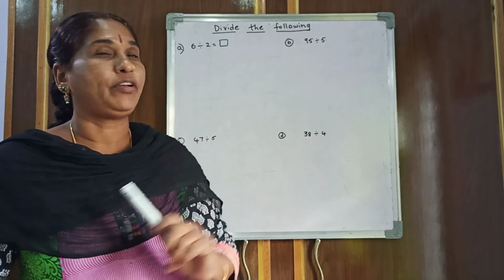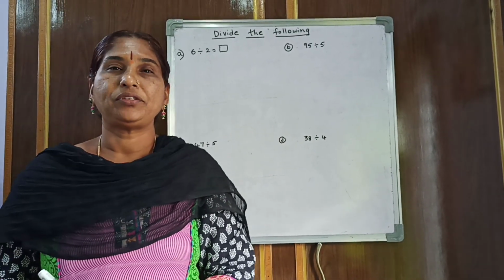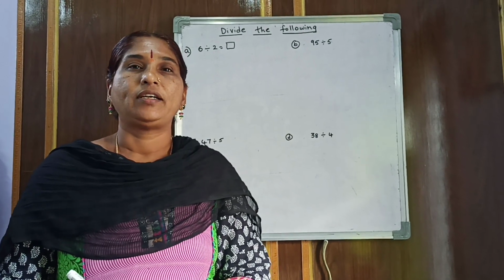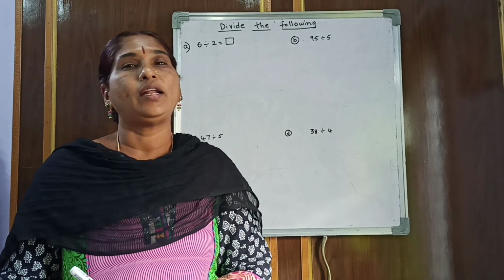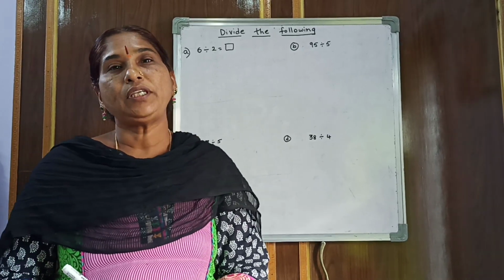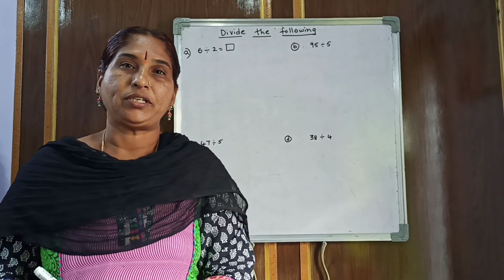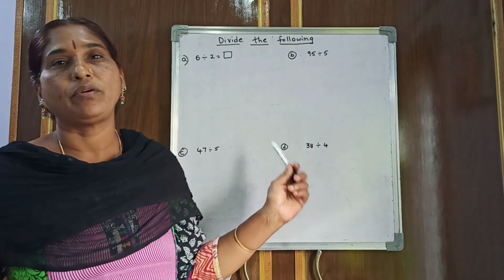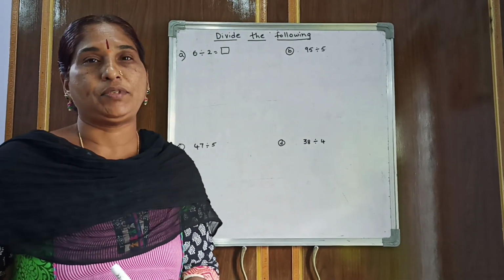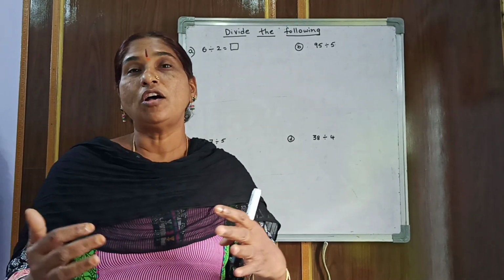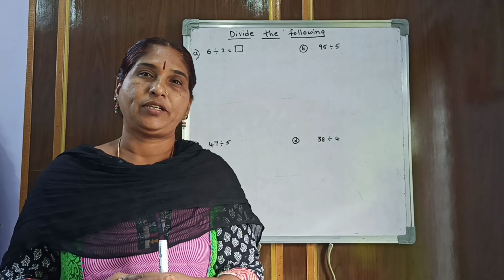Good, divide the following. In earlier videos, we have watched properties of division, then division on number line, and then how to find the quotient by using repeated subtraction. All these you have learned. So today you are going to learn division sums. Just before doing the division sums, let us recall the properties of division.